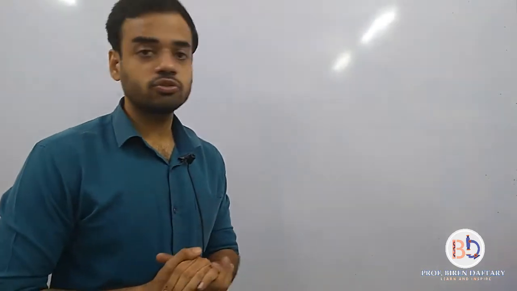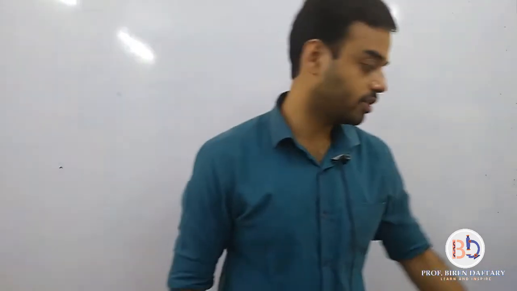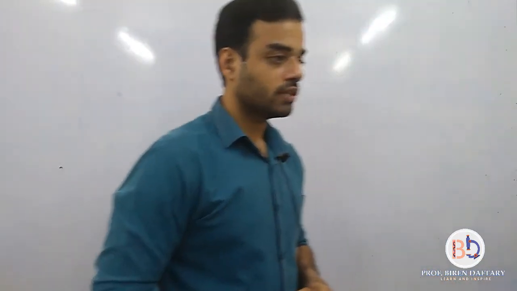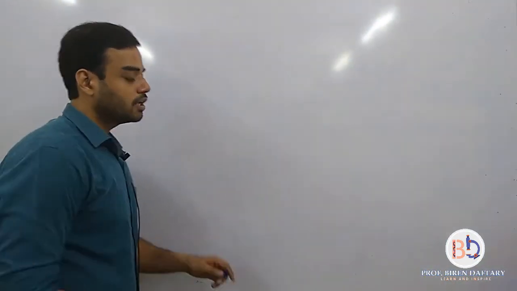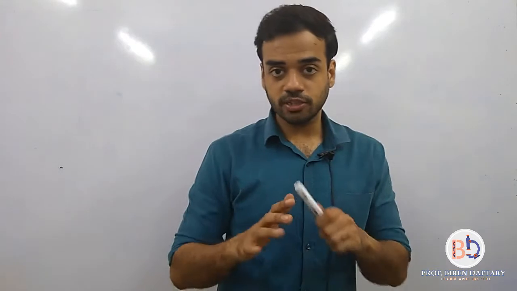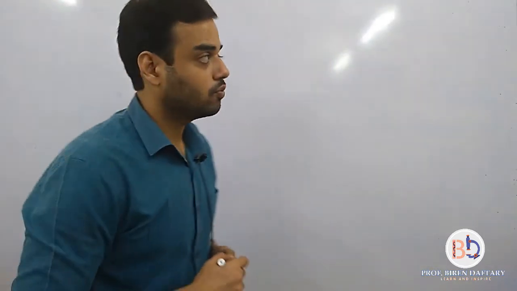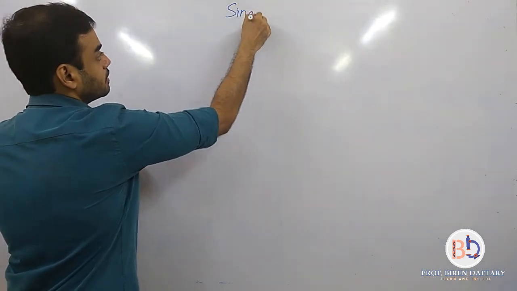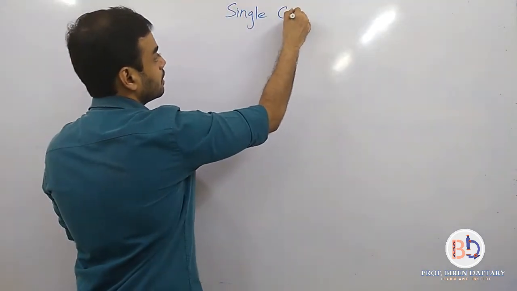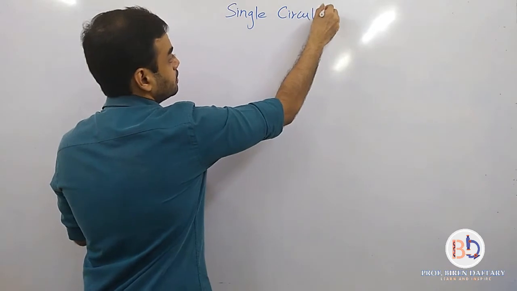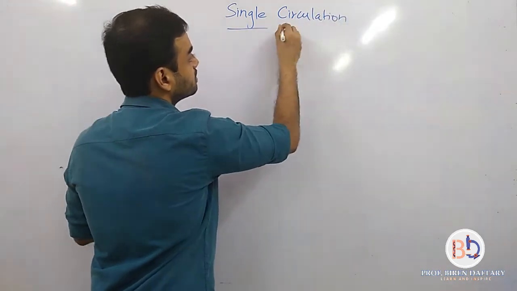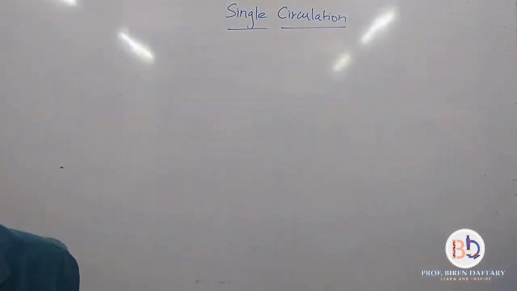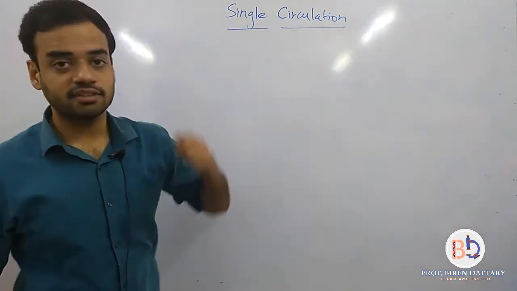Now today we are going to first start with single and double circulation. Okay, so that is our first topic for today. Now everybody knows what a four-chambered heart is, right? Now, first of all, let us see what is single circulation. Okay, is this visible? Let me just check. Okay, so this is single circulation.